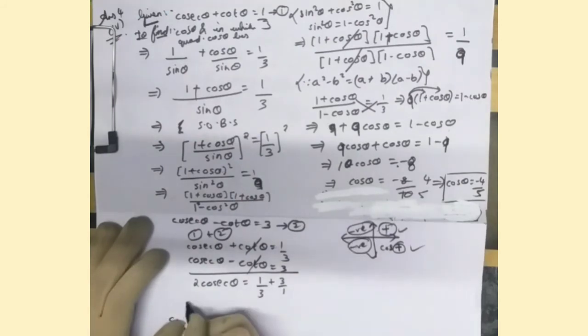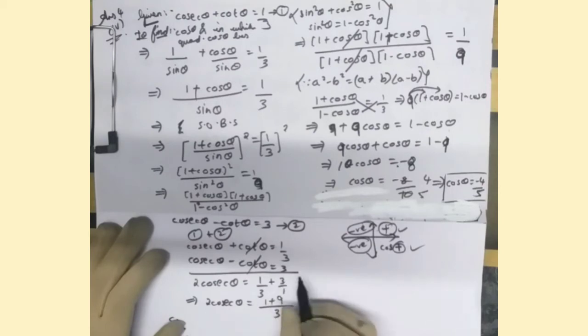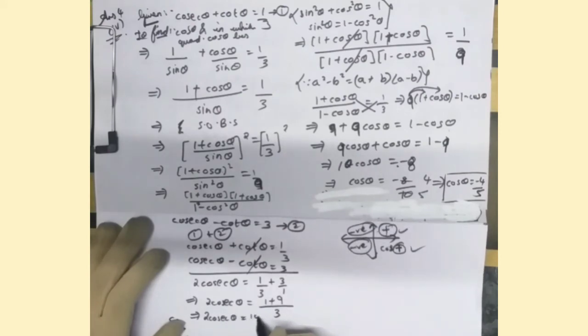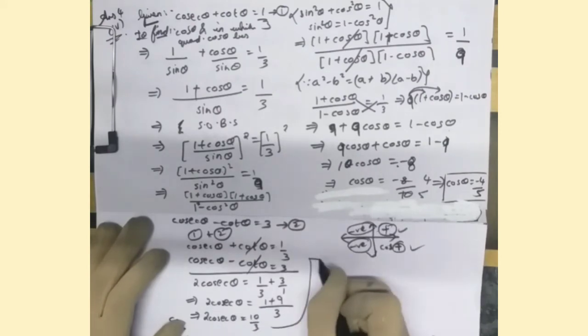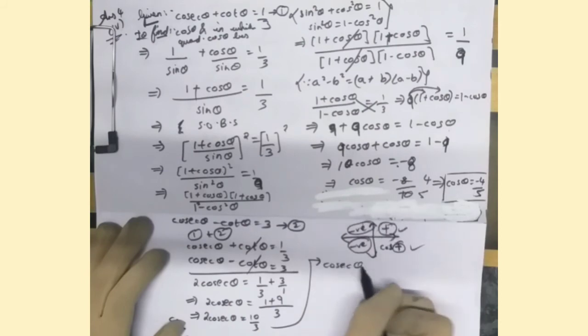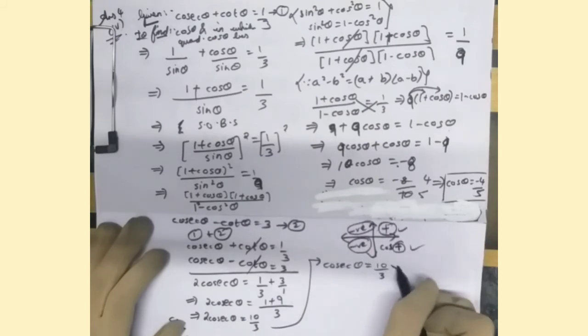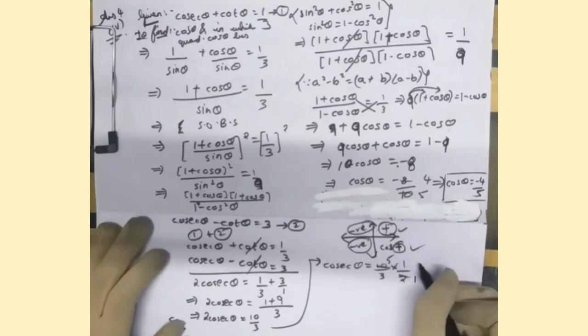We have 2 cosecant theta is equal to, LCM of 3 and 1 is 3. 3 by 1 is 3, 3 into 3 is 9, 9 plus 1 is 10. So we will have 2 cosecant theta is equal to 10 by 3. Now this becomes cosecant theta is equal to 10 by 3 into 1 by 2. 2 ones are 2, 2 fives are 10. So we are having cosecant theta is plus 5 by 3.